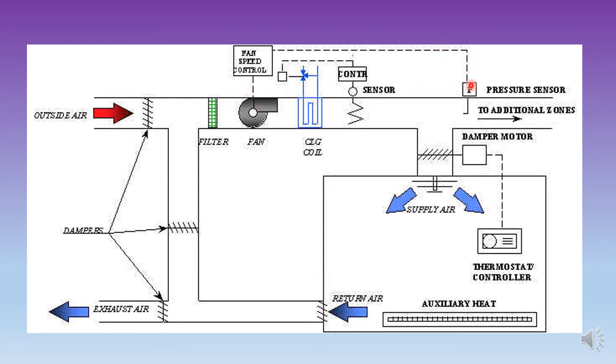And of course, there's a pressure sensor that is placed in the airstream, so that we can monitor the pressure in the duct. And if the pressure is low, then the fan speed will be higher.